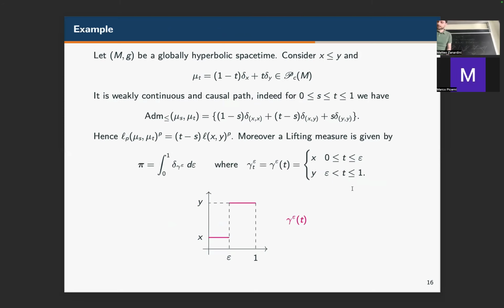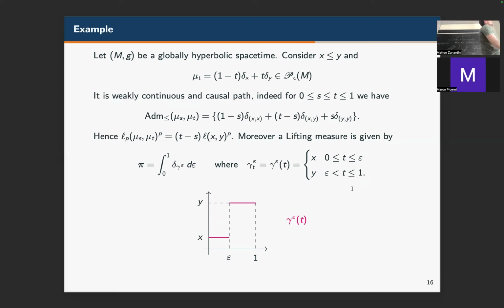Now I want to give you an example. Consider a globally hyperbolic spacetime, where x is in the causal past of y, and you can consider this kind of path of probability measures, an affine interpolation between Dirac deltas. At time 0, you get precisely the delta of x, and at time 1, you get precisely the delta of y.